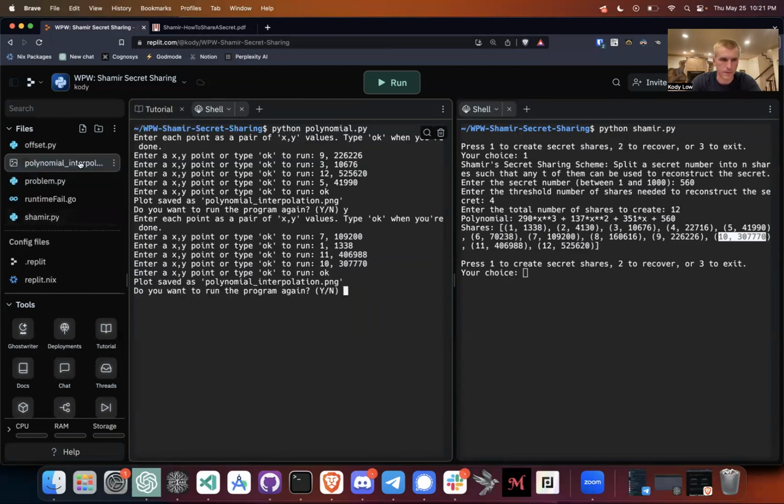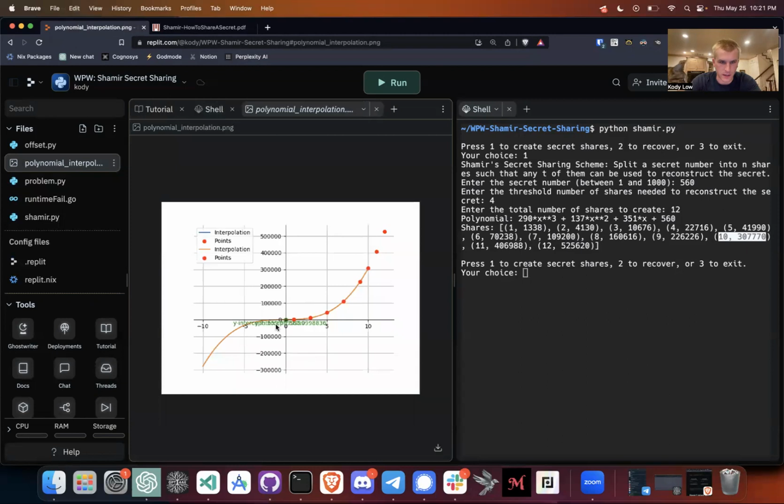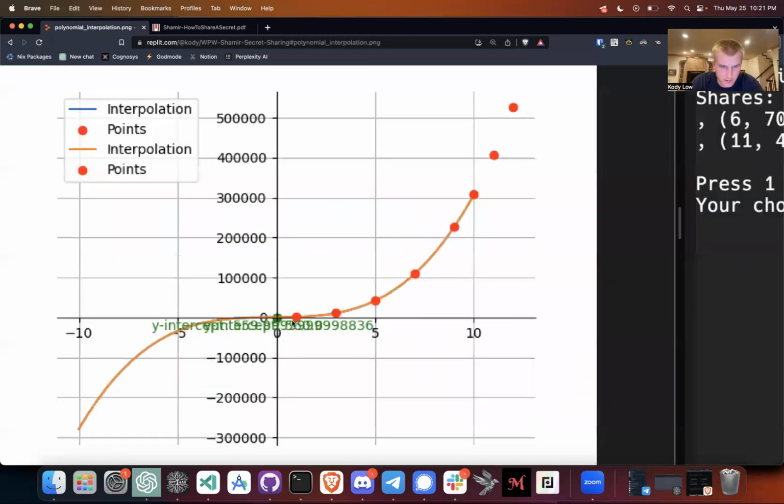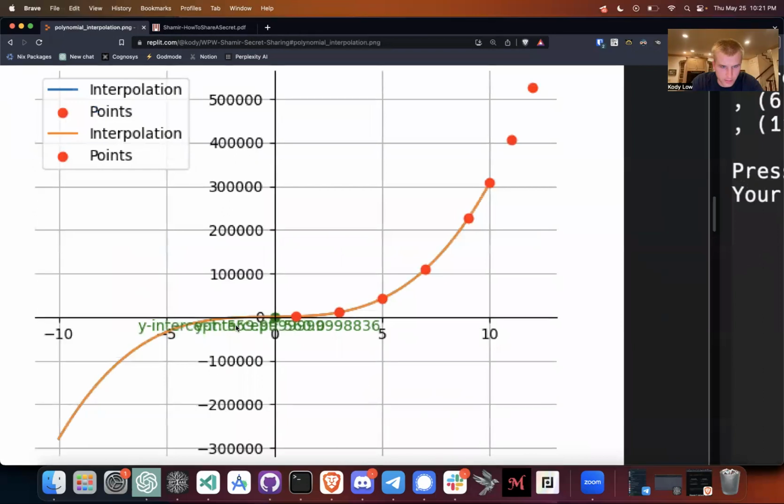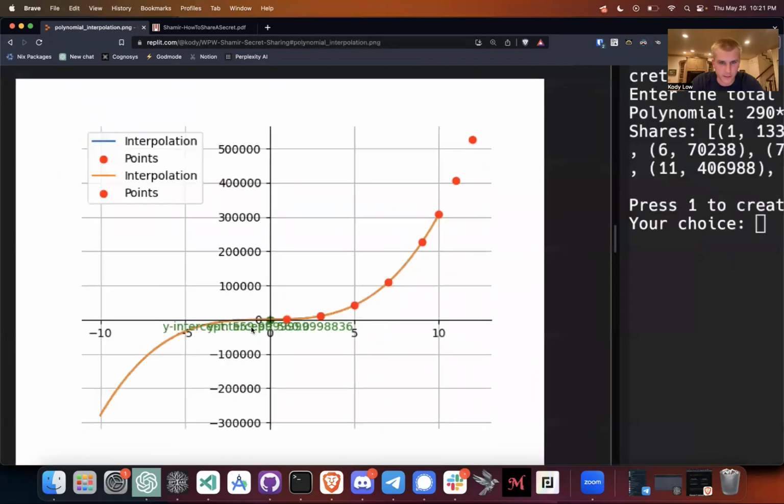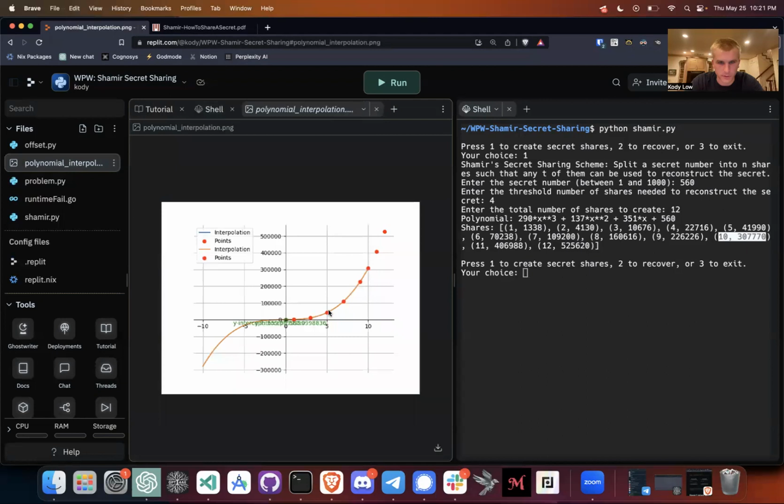Try it again. Check it out. It's kind of hard to see, but that's 559.99999, right? And so that's basically 560, right? So I think it actually overwrote those points, right? So you can see all the points that are plotted on there, right? But you guys get the idea, right?